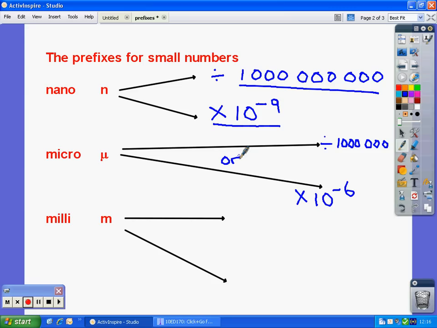Milli means 1,000th, so you can divide by 1,000, or if your power of 10 skills are good enough, then replace the milli with a 10 to the minus 3.